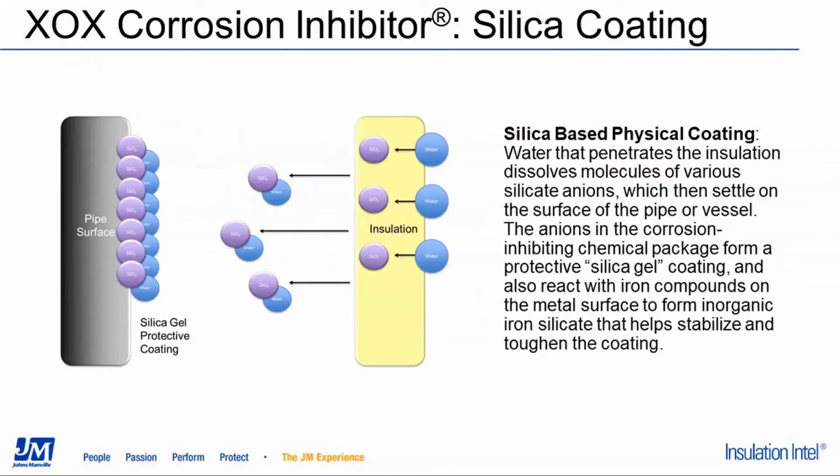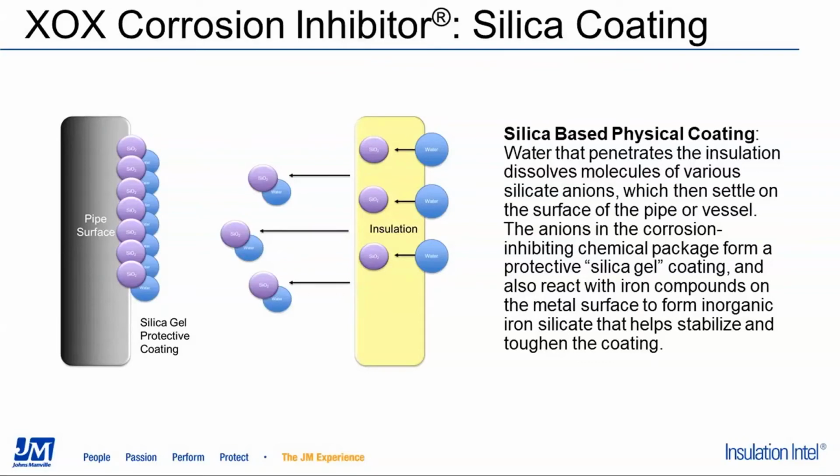And the second benefit that Mary Beth had described is the silica coating feature that the XOX corrosion inhibitor package provides. As I mentioned earlier, the package is dormant until water comes into the system, whether that be because the jacketing is damaged or any other mechanism by which water somehow worked its way into the insulation system. As that water passes over and possibly through the insulation material, it is going to pick up some of those silicate anions that are integral to the chemistry of the insulation due to the XOX package. It's going to carry those ions to the surface of the metal as it works its way through the insulation system and form that protective silica gel coating that Mary Beth described.